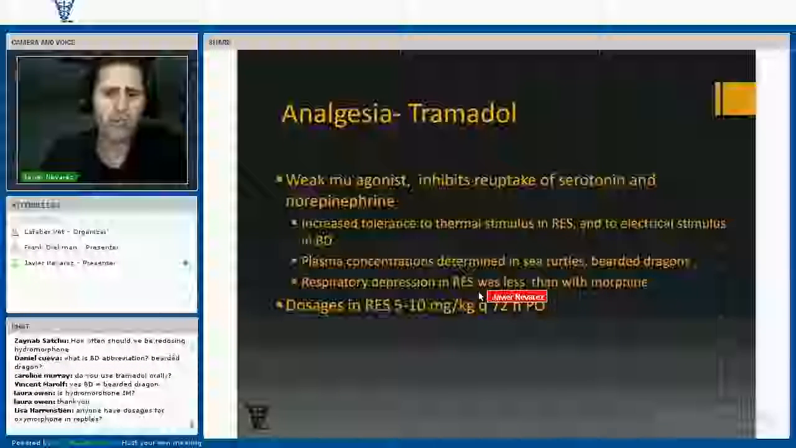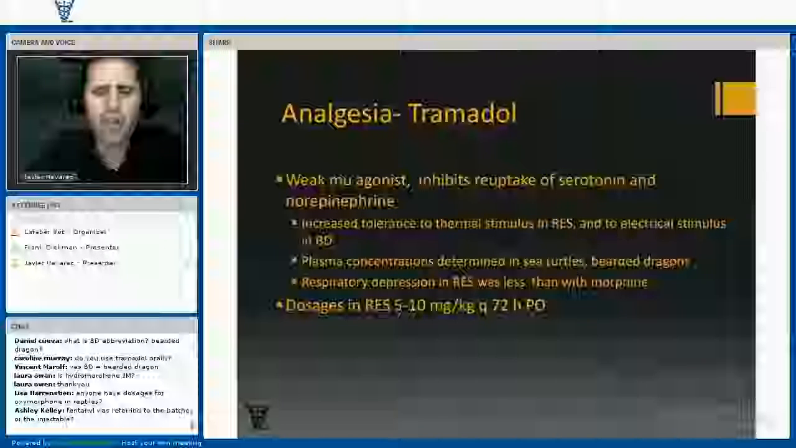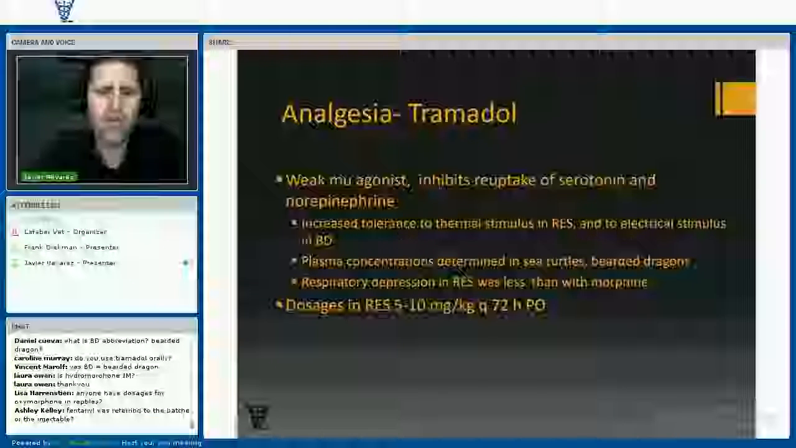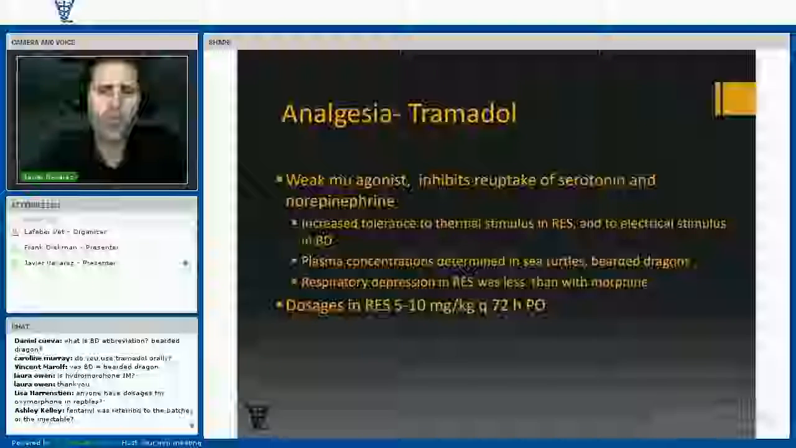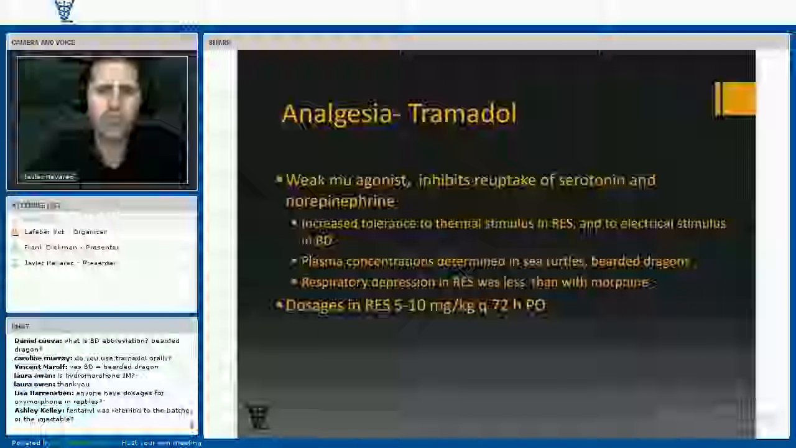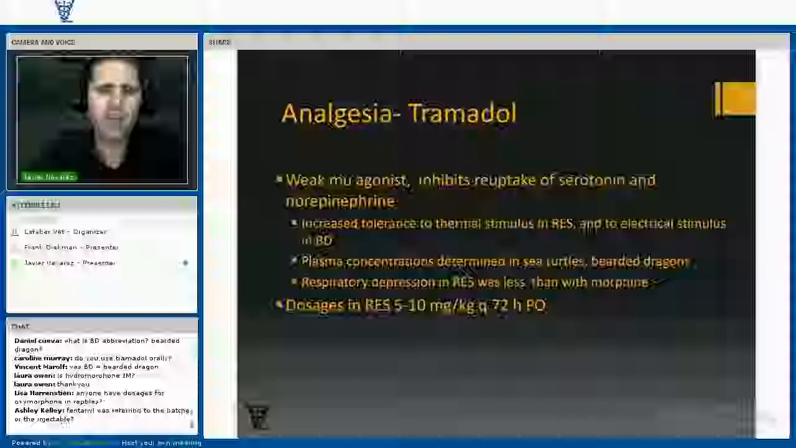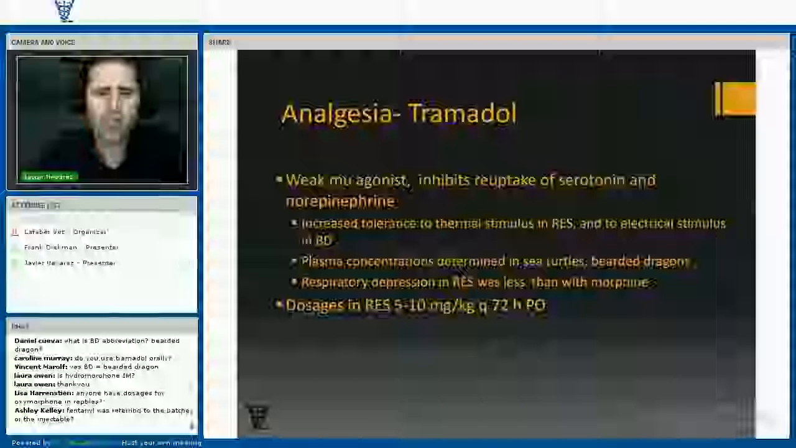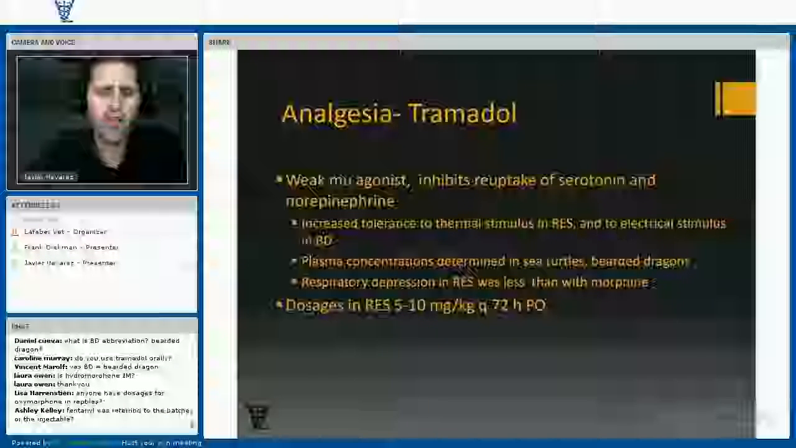There was definitely some depression in red ear sliders that has been reported, although less than with the morphine. So I think with the tramadol, it's going to be very similar to what we potentially see with the meloxicam, which you have to base on your clinical assessment of how those patients are doing. There are dosages there, 5 to 10 mg per kg.